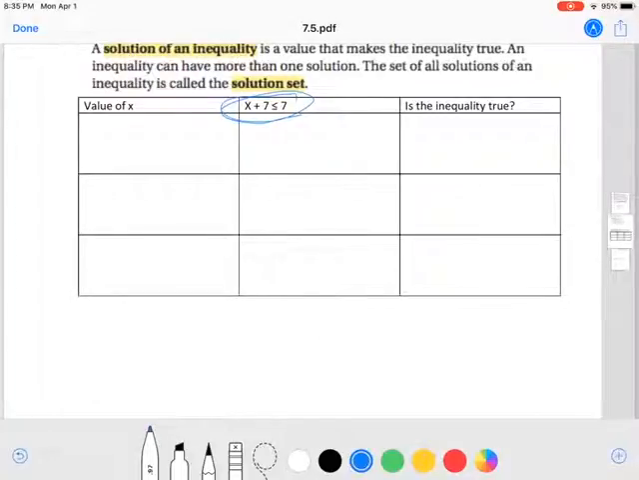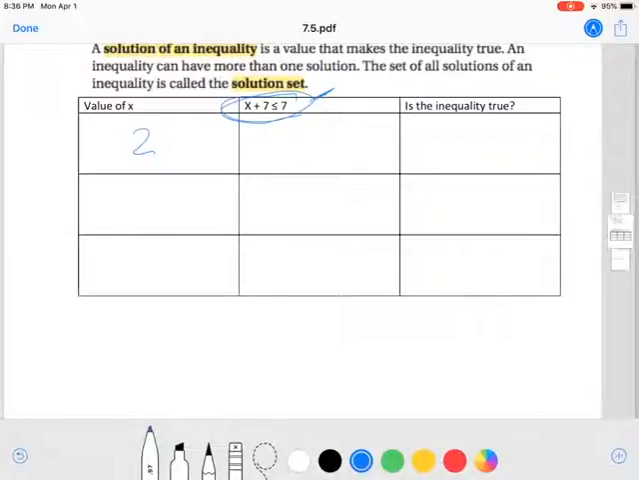So for instance, if there were 5 different values of x that could make this inequality true, those would be called a solution set. All 5 of those together would be called a solution set. So let's just pick some random values for x. Let's try 2. So let's say our value of x is now 2.